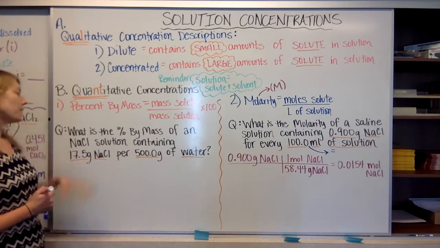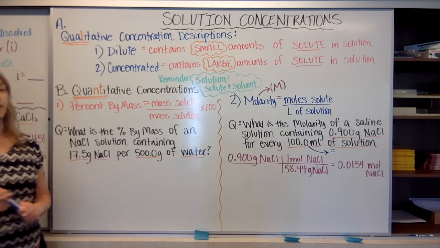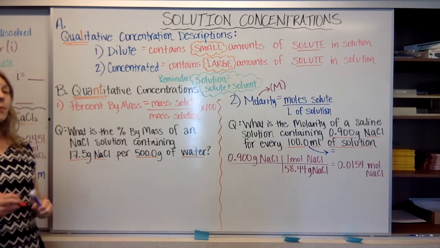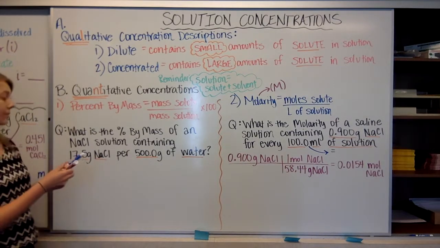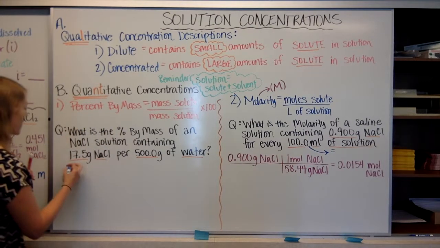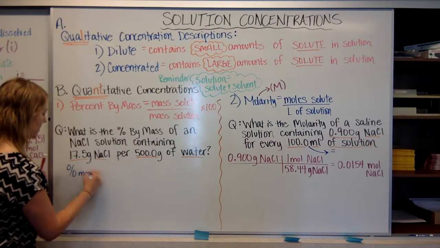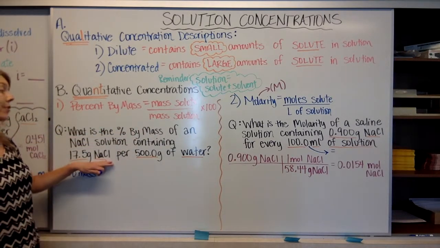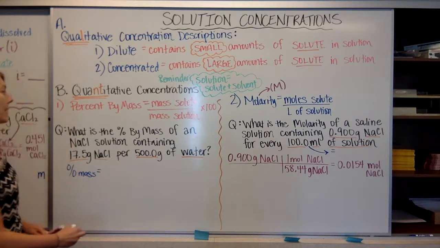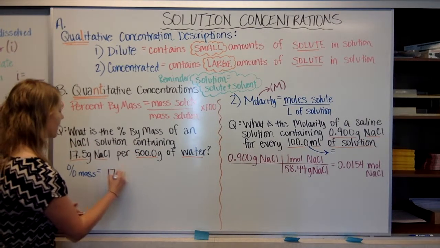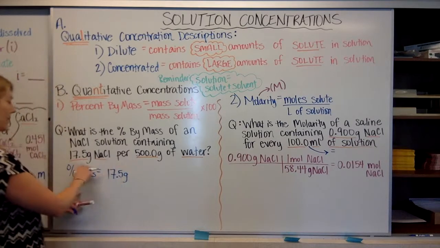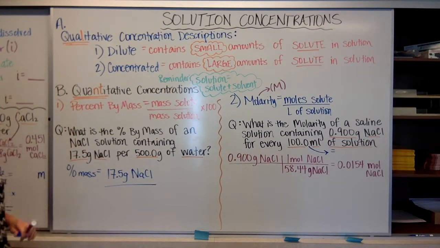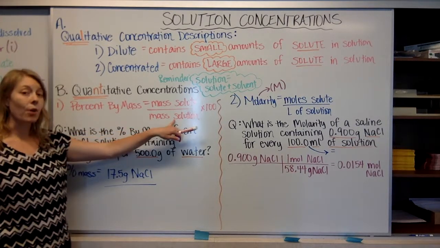Here's an example. What is the percent by mass of an NaCl solution containing 17.5 grams of NaCl per 500 grams of water? Okay, so we need to figure out the percent by mass, and we know that it's equal to the mass of the solute. Well, we have sodium chloride dissolving in water. That means we're going to have 17.5 grams, right? That's how much NaCl we have. This is the solute. All right, divided by the mass of the whole solution.